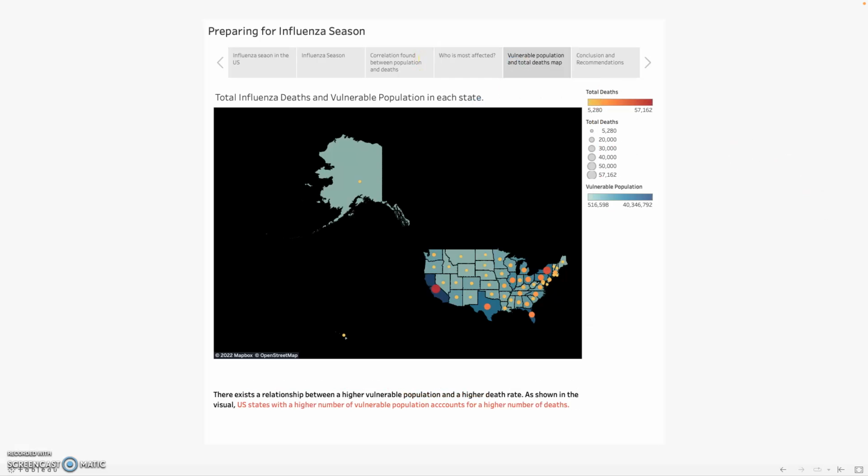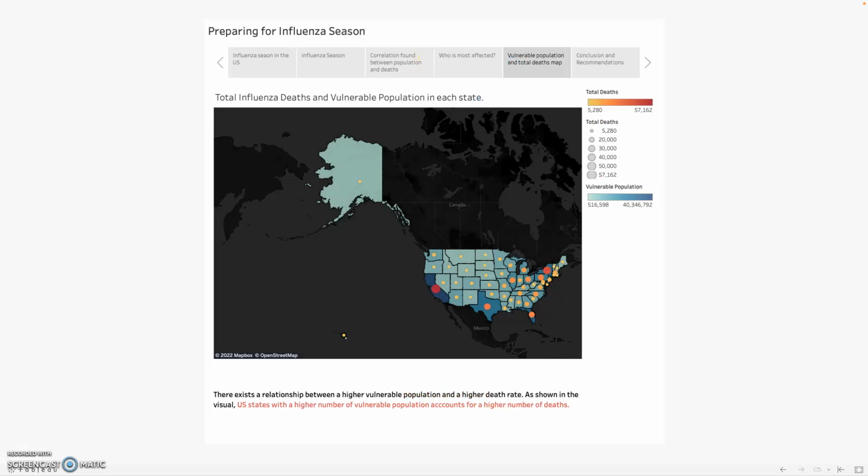Moving on to the next slide, here is a map, another visual that shows the states with a higher vulnerable population equate to higher deaths. The darker shaded blue the state is, the higher the vulnerable population. For the circles, the bigger the circle and the more red the circle, the higher the death count. We can see that states like California, Texas, and Florida have high vulnerable populations and a high death count.